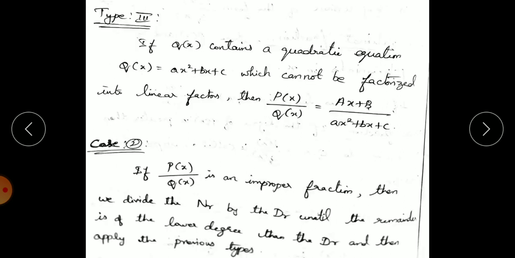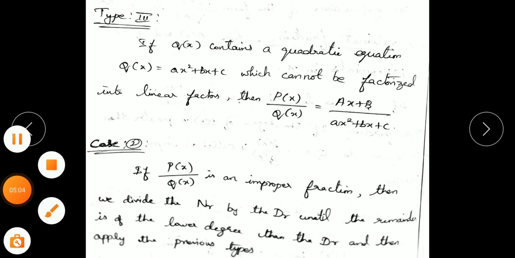Okay. Next one is type 3. If your q of x contains a quadratic factor, we know that ax squared plus bx plus c, if it is like that, which cannot be factorized into linear factors, so I can write like this: Ax plus B divided by ax squared plus bx plus c.